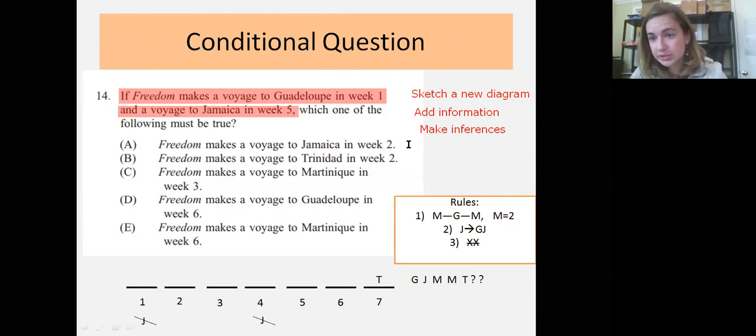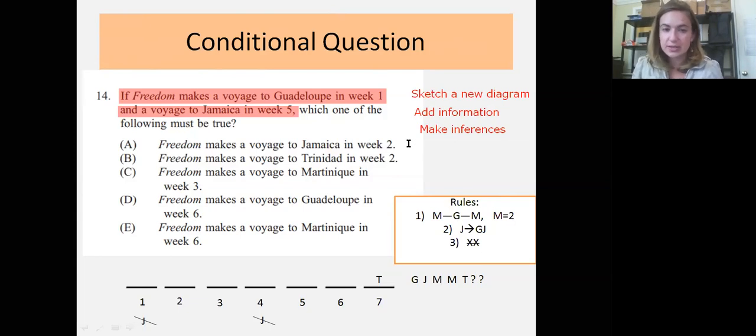Now, the reason you sketch a new diagram is because your original diagram is precious. And if you write some information on here about, you know, G is in week 1 and J is in week 5, all of a sudden you don't have a copy of your original diagram anymore.